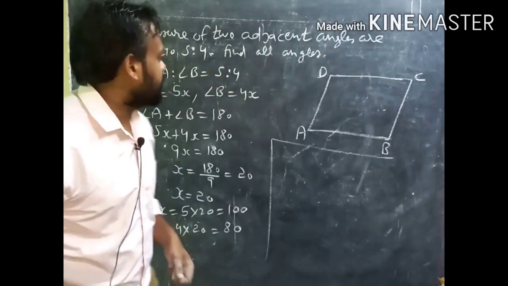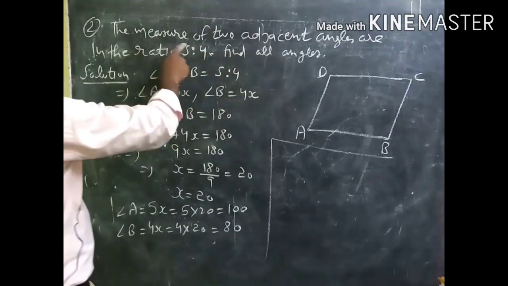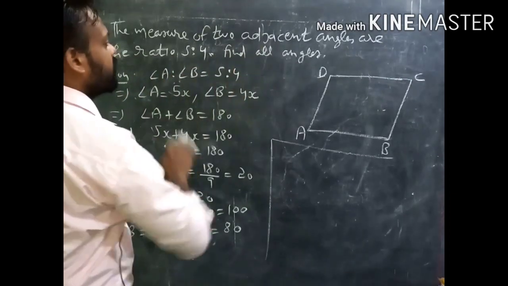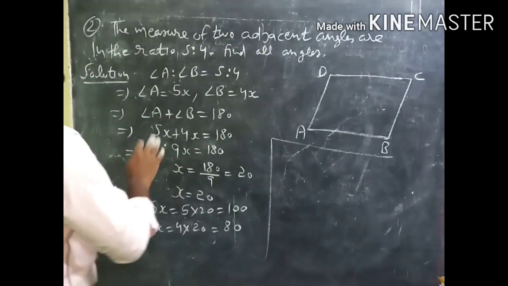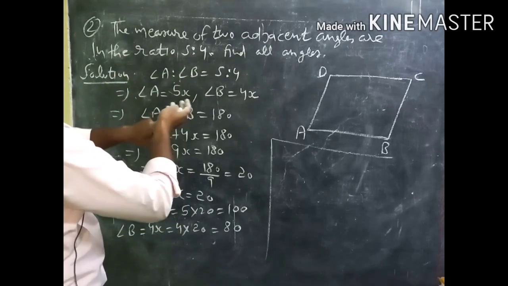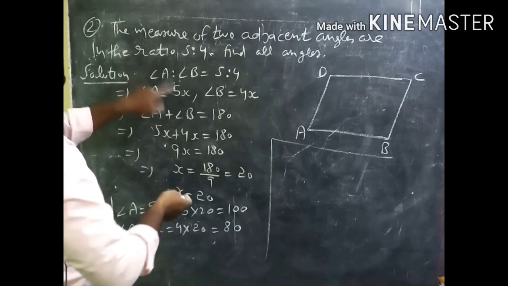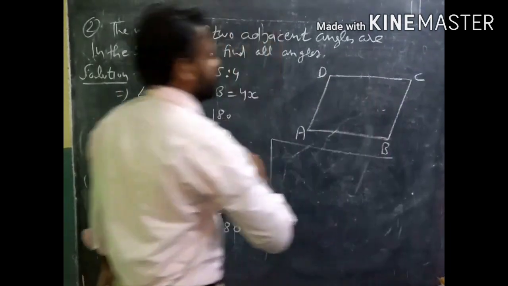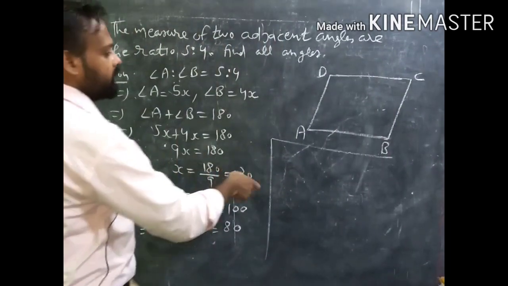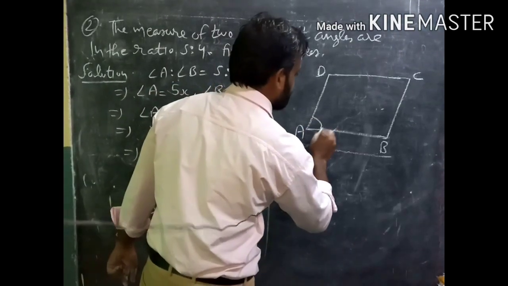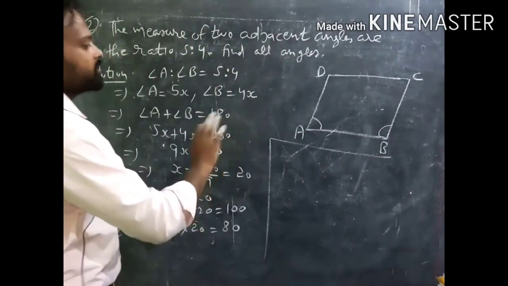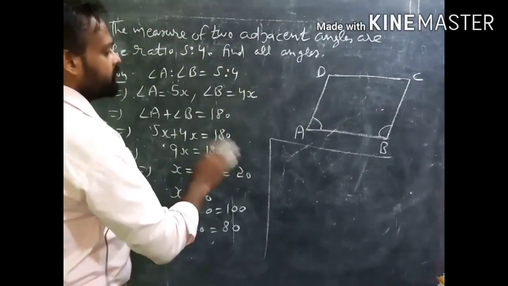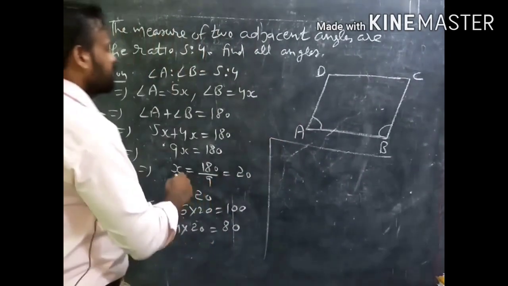Okay, now see its second sum. The measures of two adjacent angles are in the ratio 5:4. Find all the angles of the parallelogram. In this case the ratio of two adjacent angles is given to us. First of all draw this rough sketch ABCD, and suppose again I am taking these two adjacent angles, meaning angle A and angle B. We are supposing the ratio of these two angles is given to us.